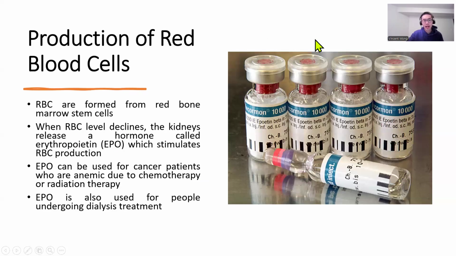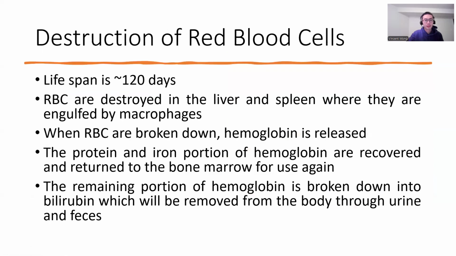So that is red cell production and EPO. Red cells don't live forever in the body. Their lifespan is about 120 days, which works out to be approximately 3 to 4 months. And when they are too old, they will be destroyed either at the liver or at the spleen.